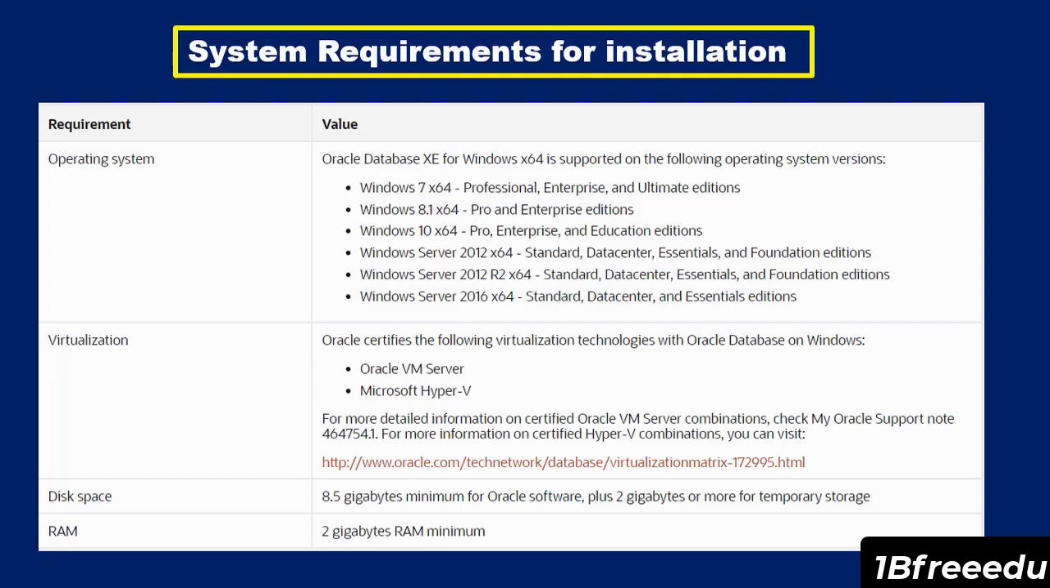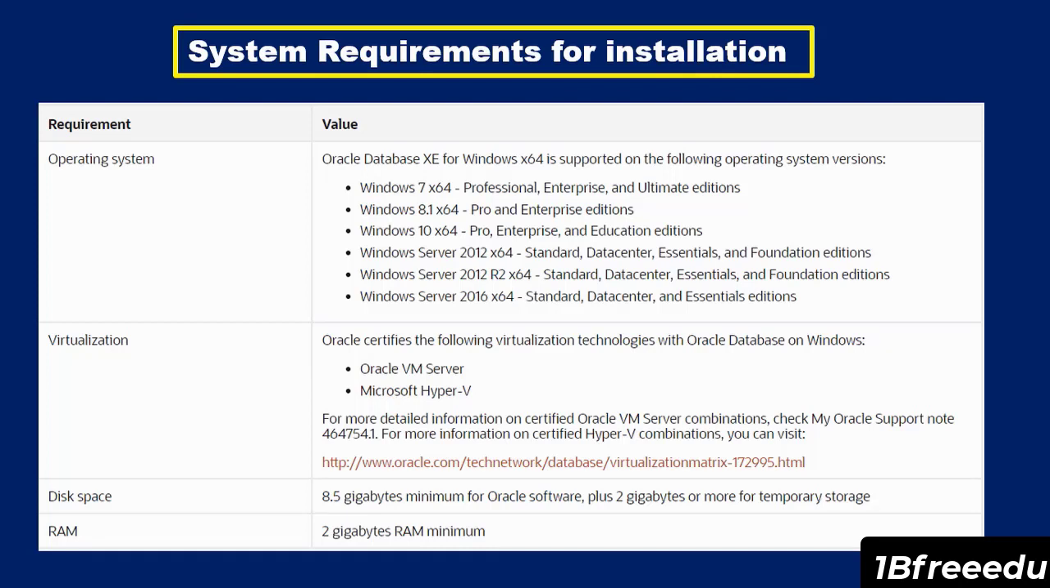So these are the system requirements according to Oracle. The operating system requirements are listed in this area here. If you're going for a virtualization type install, the requirements are listed here. The disk space, you need 8.5 gigabytes minimum for the Oracle software, so it tells you what it needs. And the actual RAM, you need 2 gigabyte minimum RAM. So make sure you have all these requirements that have been specified by Oracle.